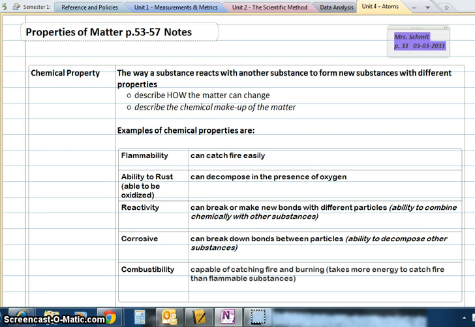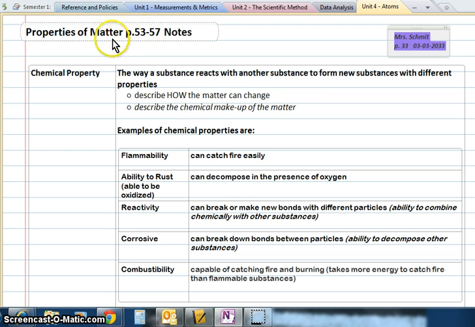This is on properties of matter. This is kind of one of the more tedious parts. It has a lot of vocabulary, and I really suggest that you guys make flashcards of these vocabulary terms as we go along. This will be quick.